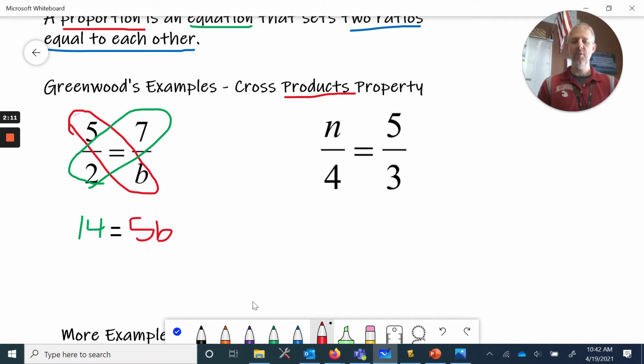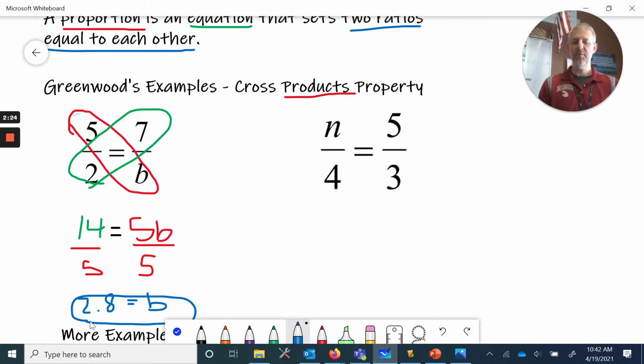And then to solve, I'm going to divide both sides by 5, and we get the result b equals 14 divided by 5. Checking your calculator, it should be 2.8. You may get some decimals with these, and that's very much okay if you do. It's high school, we get decimals sometimes. So 2.8. Okay. Another example, same exact thing.